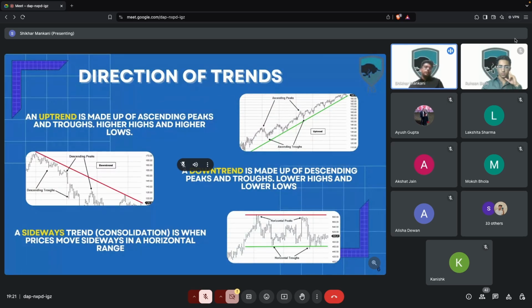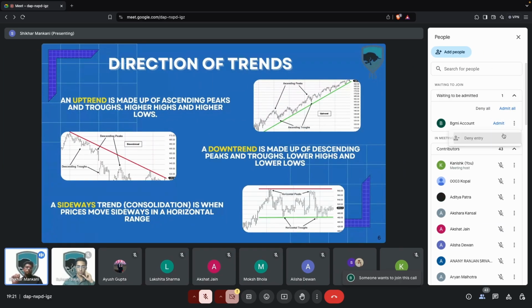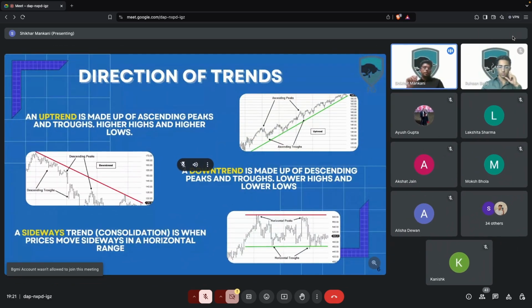So I'll explain, there are majorly three types of trend. One is an uptrend. An uptrend is made up of ascending peaks and troughs, higher highs and higher lows. In simple words, an uptrend is when the stock price keeps going up and shows a pattern that is going up continuously. A downtrend is the complete opposite of an uptrend, made up of lower highs and lower lows. As explained, the price is continuously moving downwards in a similar pattern.